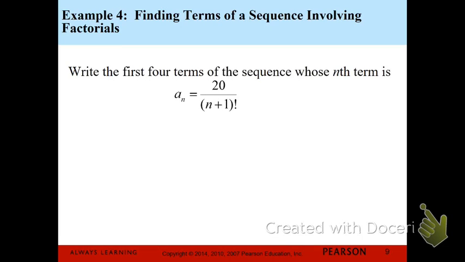All right, so let's write the first four terms of the sequence whose nth term is a sub n equals 20 over n plus 1 factorial. Awesome. All right, so let's do our first term. What is n? 1. All right, so let's plug that in.